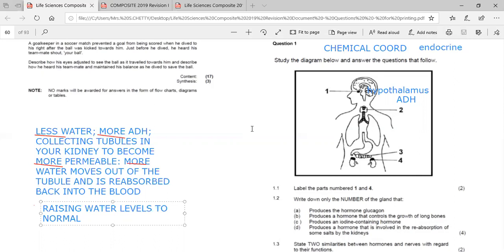And if there's less ADH, then your collecting tubules become less permeable to water, less water moves out, and less water is reabsorbed into the blood, and more water passes out in the urine. That is why when people drink, they produce loads of urine.